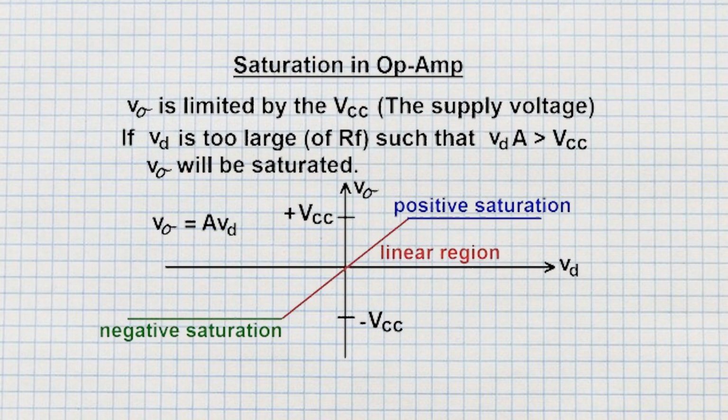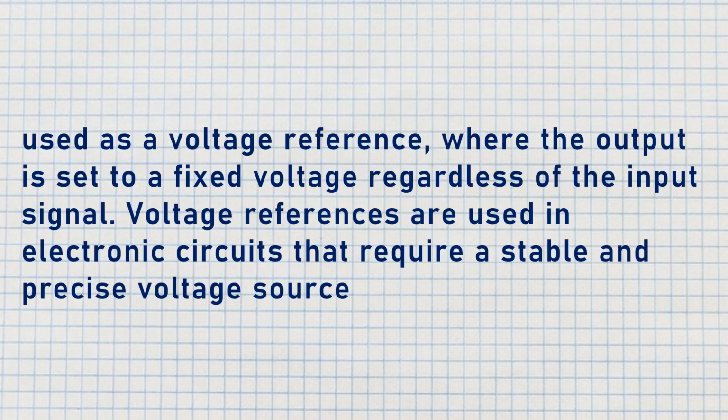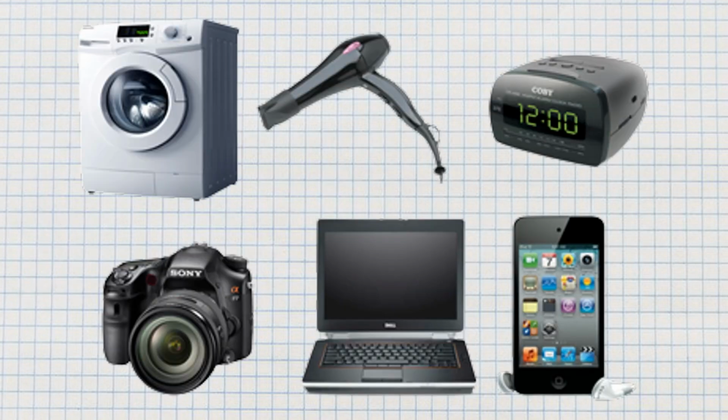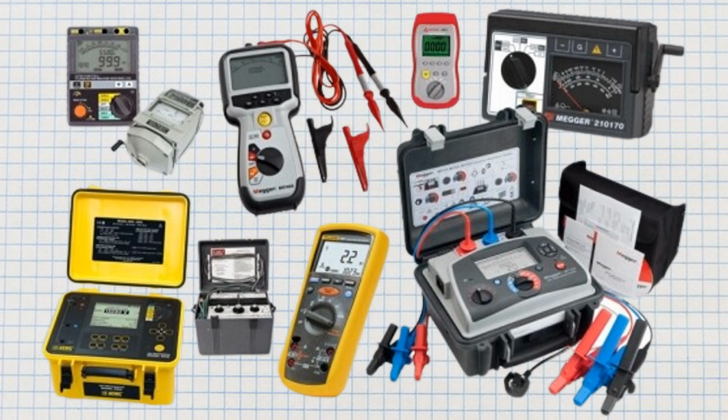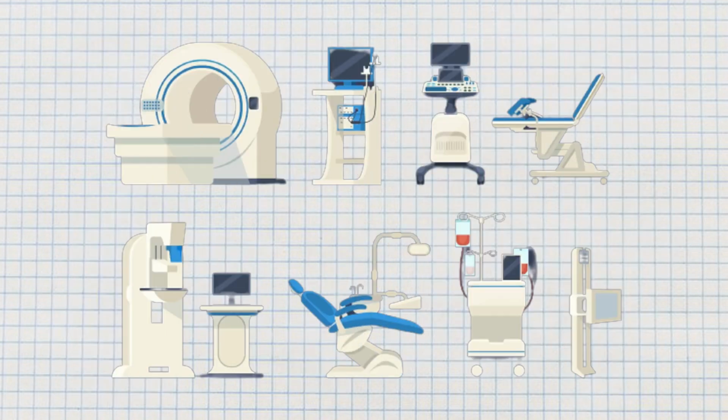The operational amplifier can also be used as a voltage reference, where the output is set to a fixed voltage regardless of the input signal. Voltage references are used in electronic circuits that require a stable and precise voltage source. In general, operational amplifiers are essential components in modern electronic circuits. Their versatility and ease of use make them indispensable in a wide range of applications, from audio equipment to medical devices to industrial control systems.